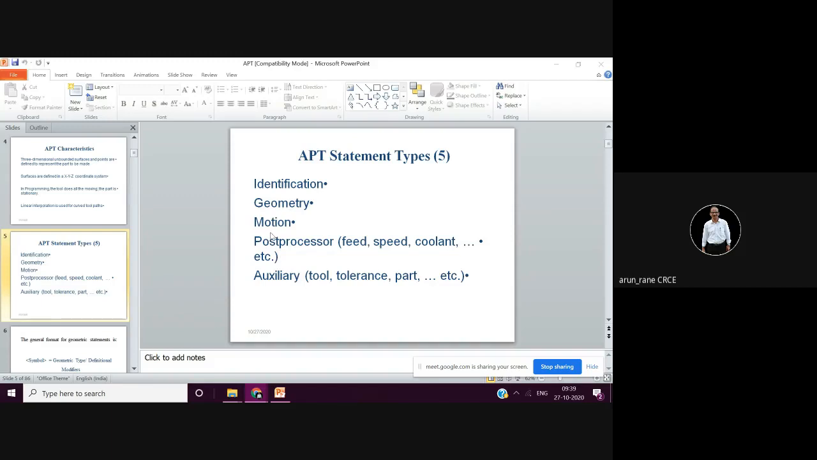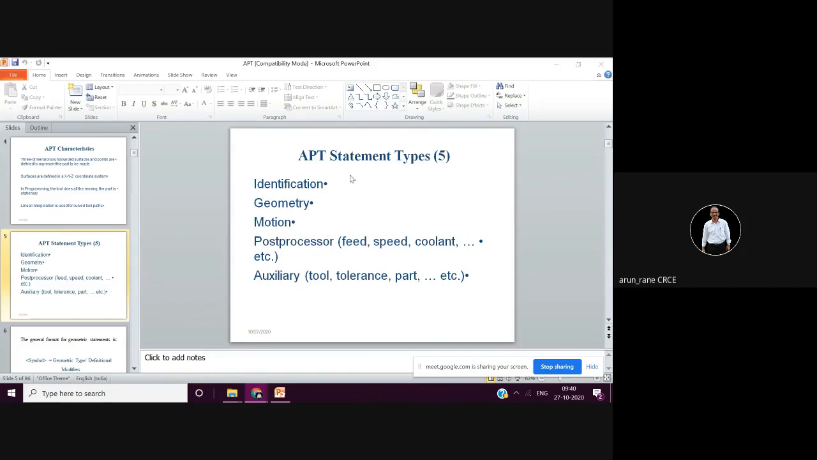Then the second statement is your motion statement. In motion, you are describing how the tool should move. It consists of commands like from, to, go to, rapid, CL data. Feed conforms to G01, rapid means G00. Forward, backward. These are your motion statements.